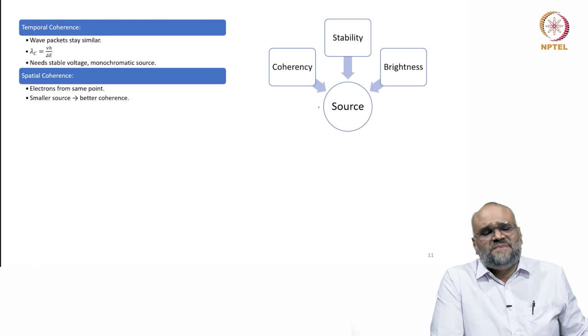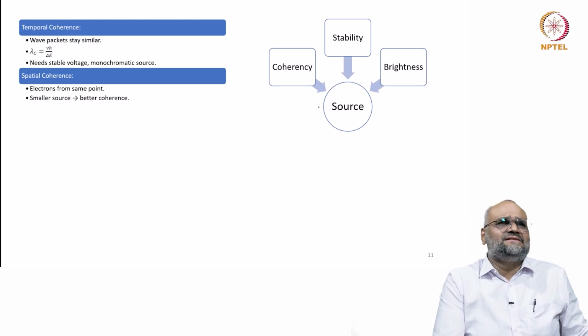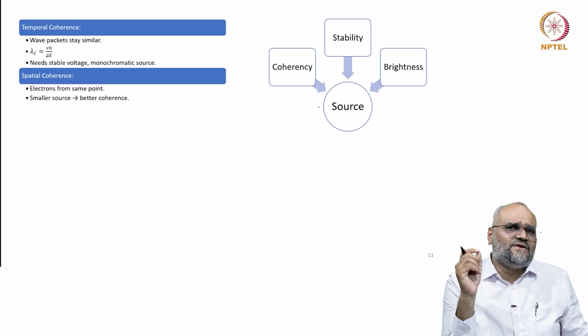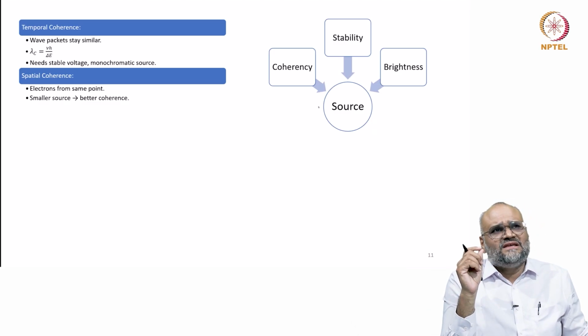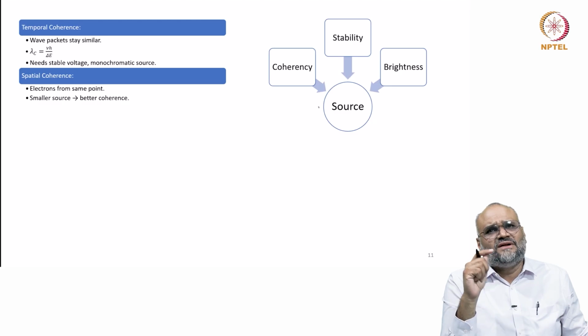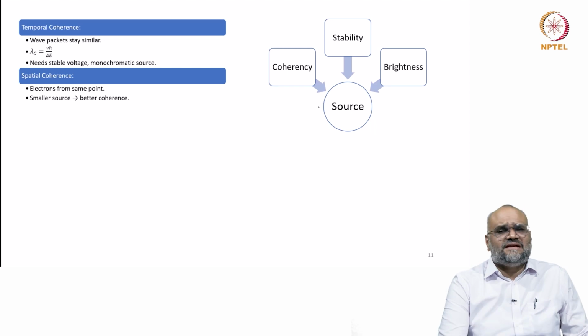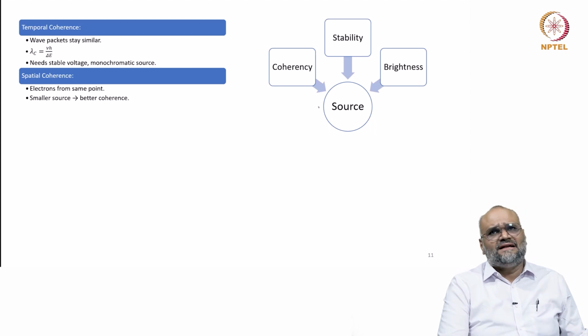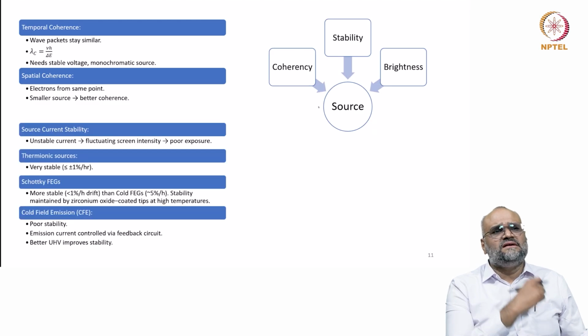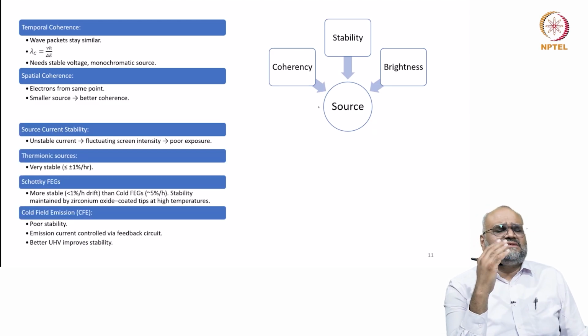If you look at spatial coherency, what you mean here is all the emitted electrons come from a single sharp point from the source, and a combination of spatial and temporal coherency significantly affects the resolution of your microscope. In particular, when you're imaging in STEM mode, the spatial coherence plays an important role, and temporal coherence plays an important role when you're trying to do analytical TEM analysis. Then we have the stability of the source. There is something called the source current stability.